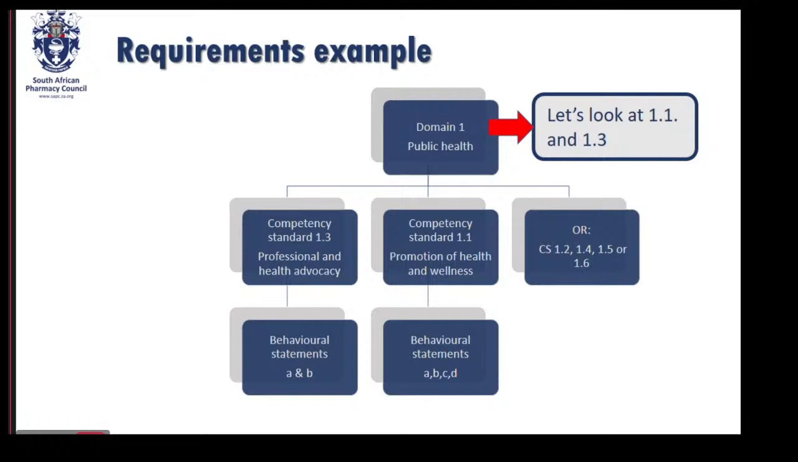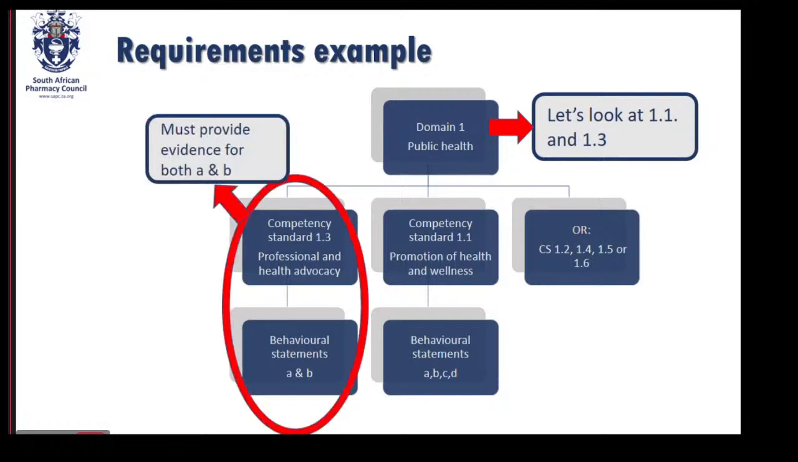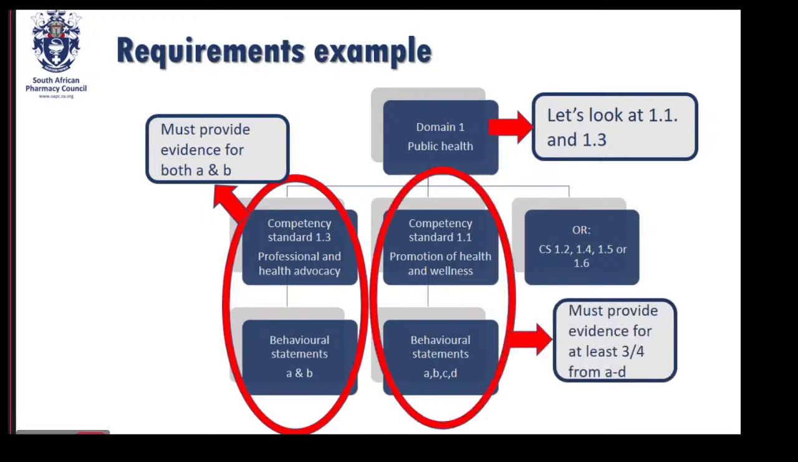So again, as I stated, you can see there's 1.3, for example. There is an A and a B, so we have to provide evidence for both of them. 1.1, A, B, C, and D, so we have to provide evidence for 3 of them.